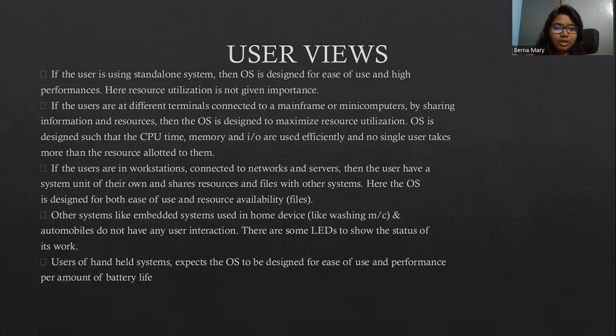Other systems, like embedded systems used in home devices such as washing machines and automobiles, do not have any user interaction. There are some LEDs to show the status of their work. Users of handheld systems expect the operating system to be designed for ease of use and performance per amount of battery life.